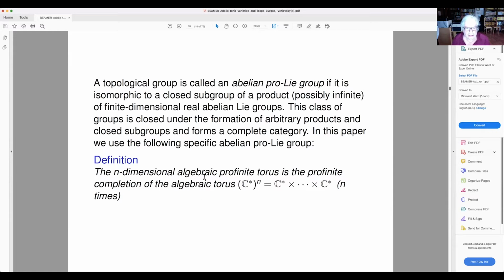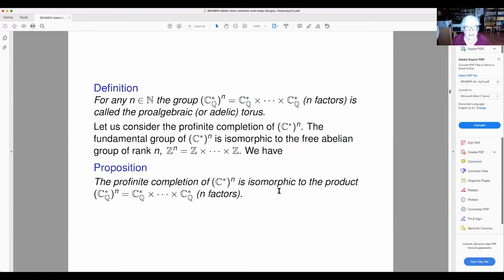The n-dimensional algebraic profinite torus is the profinite completion of this algebraic torus. So you take the algebraic torus of dimension n, the product of C star n times, and you take the set of all finite covers of that. The covers are actually epimorphisms, and therefore the inverse limit is a group, and that's what we call C star to the n. So this is the solenoidal or adelic algebraic torus.